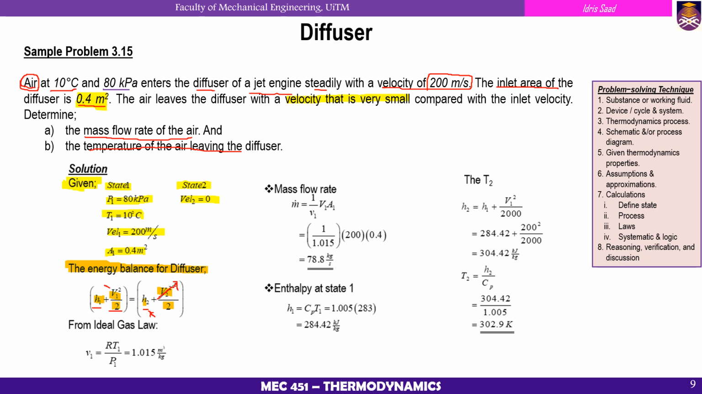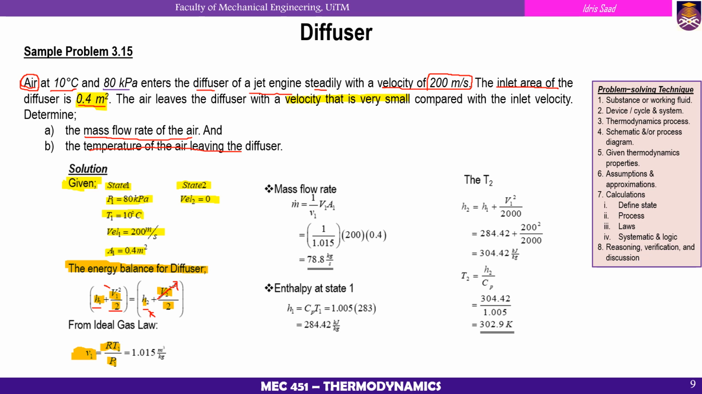The first one: the question asks us to determine the mass flow rate. So we start by calculating the specific volume 1 using the ideal gas law, which is R multiplied by T1 divided by P1. This comes from PV is equal to mRT. Specific volume is equal to volume divided by mass. That's why we get v1 is equal to RT1 over P1.